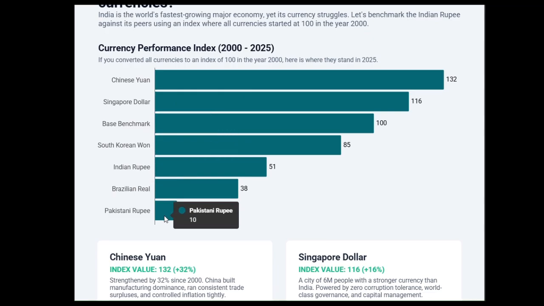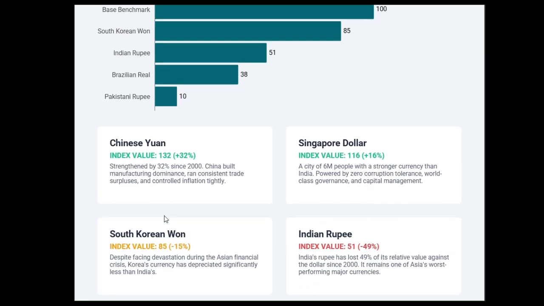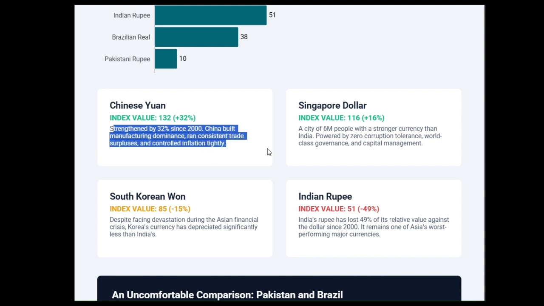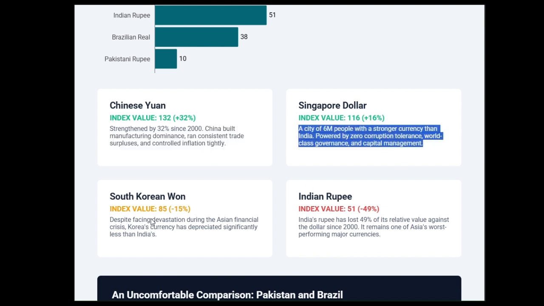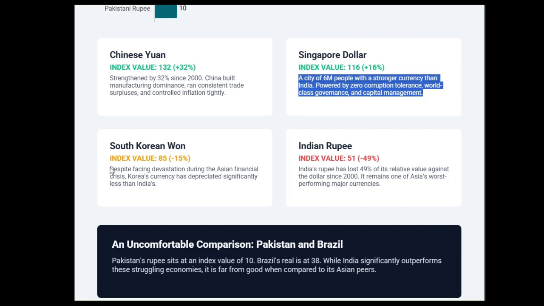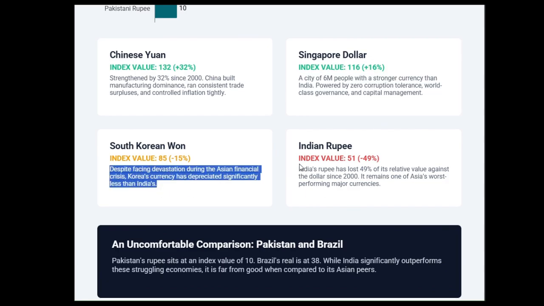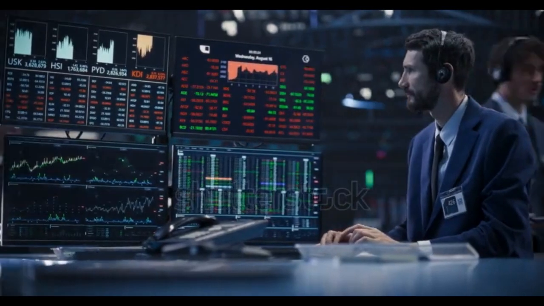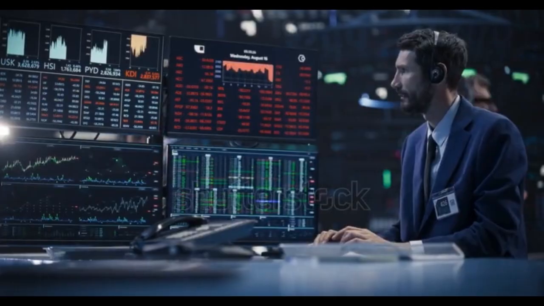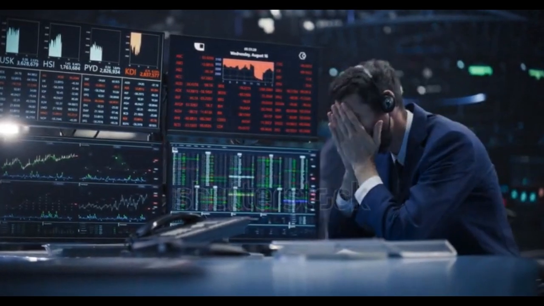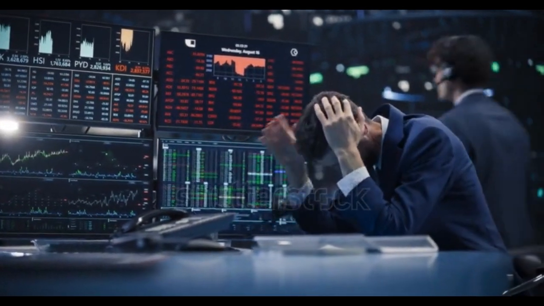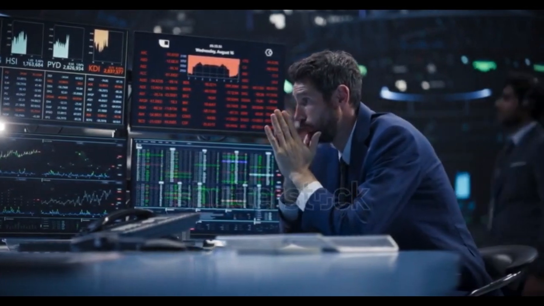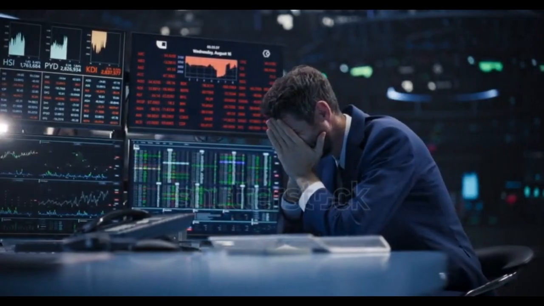The Chinese Yuan, index value 132. It has strengthened against the dollar by 32%. China ran consistent trade surpluses. China built manufacturing dominance. China controlled inflation tightly. China aggressively managed its currency. The Singapore dollar, index value 116. Singapore, a city of 6 million people, has a stronger currency than India in relative terms. Why? Zero corruption tolerance, world-class governance, trade surplus, capital account management.